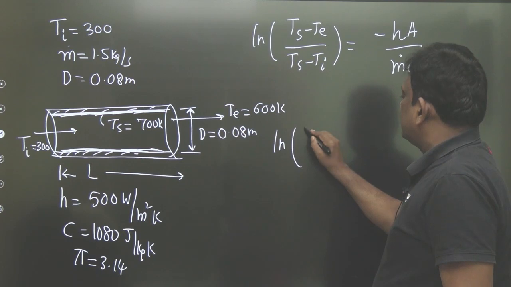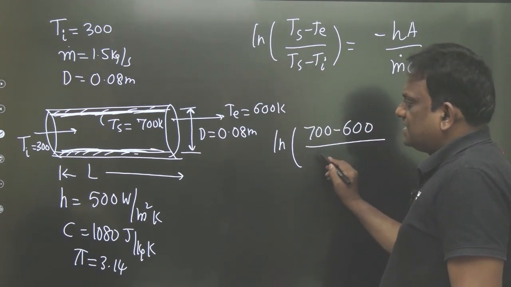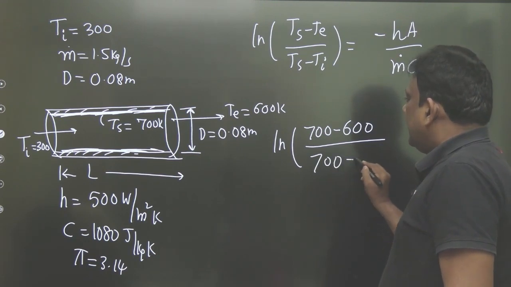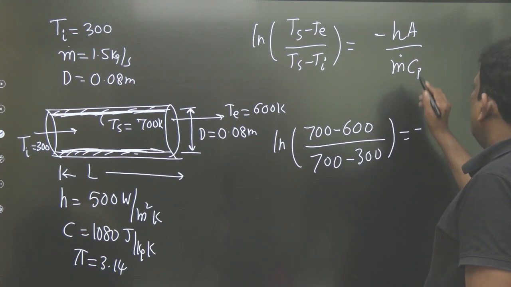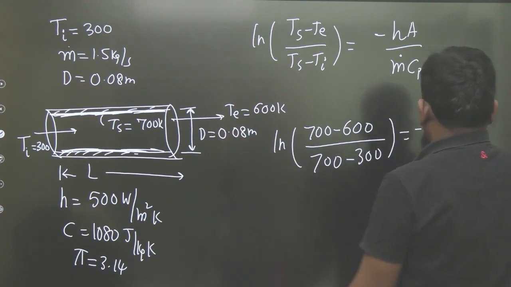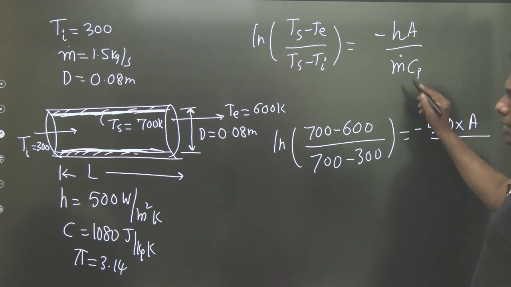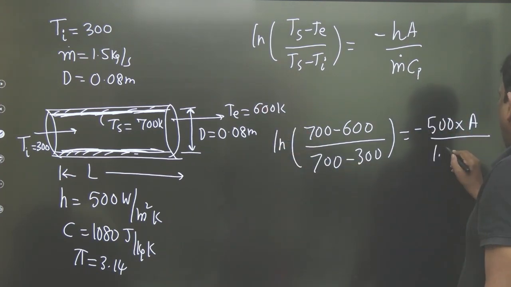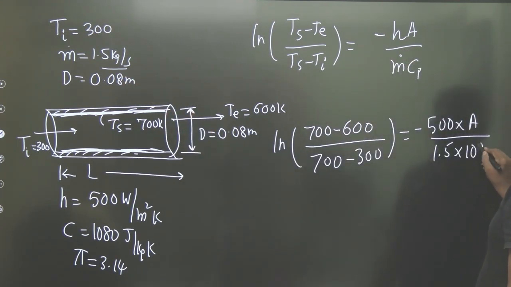The surface temperature is 700 and the exit temperature is 600, divided by the surface temperature 700 and the inlet temperature 300, is equal to minus. What is h? I think h is given as 500, into area, by mass flow rate. What is the mass flow rate? I think it is given as 1.5. Mass flow rate is given, into the specific heat, which is 1080.